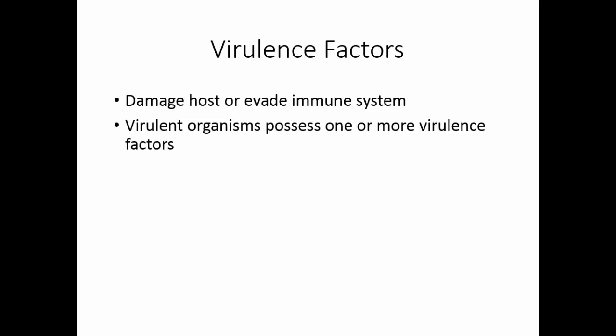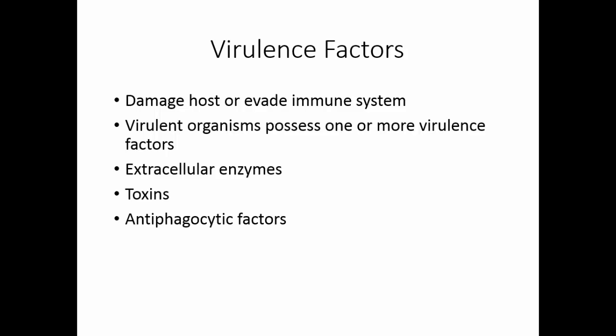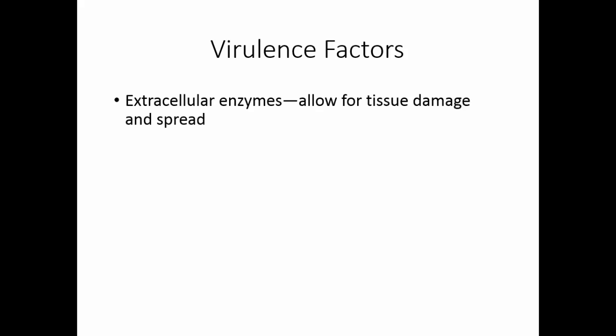Virulence factors are things that damage the host or evade the immune system. Virulent organisms possess one or more virulence factors, and remember, virulence is the ability to cause disease. There are three major virulence factors: extracellular enzymes, toxins, and antiphagocytic factors. Extracellular enzymes allow for tissue damage and spread. Hyaluronidase and collagenase are enzymes that separate cells. Hyaluronic acid is sometimes called cell glue because it holds cells together. Hyaluronidase will dissolve this glue, allowing microorganisms to penetrate skin and mucous membranes.